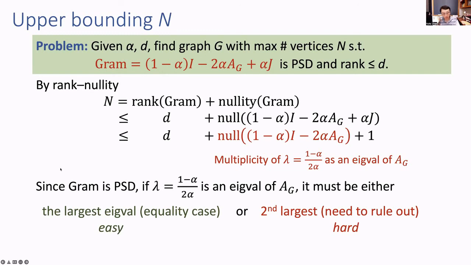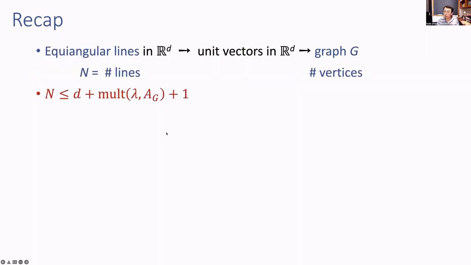It turns out the largest eigenvalue is the easy case to analyze, and it happens to also be the equality case. It corresponds to many repeated copies of a small graph. And the hard and interesting part of the problem is to rule out the possibility that lambda is the second largest eigenvalue. So let me recap, and then I'll pause and take questions. We started with a configuration of equiangular lines in R^d, n lines, and we used them to form a configuration of unit vectors.